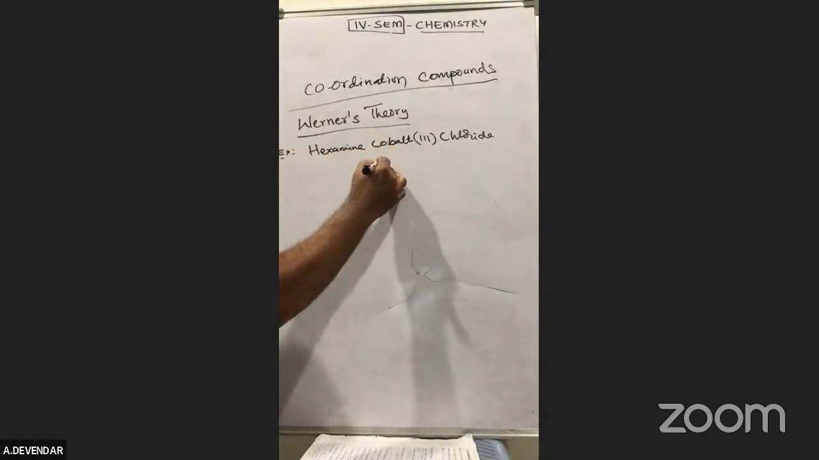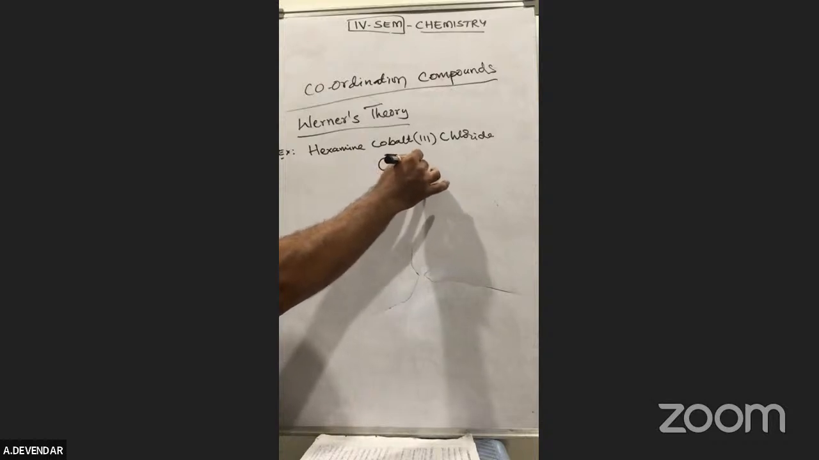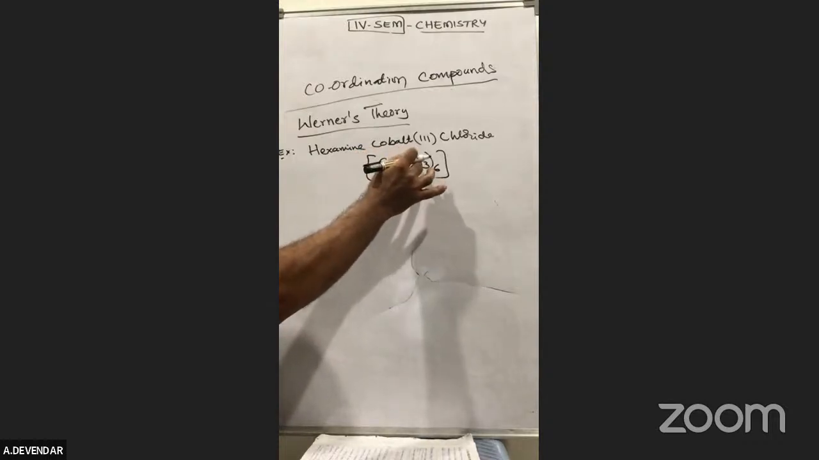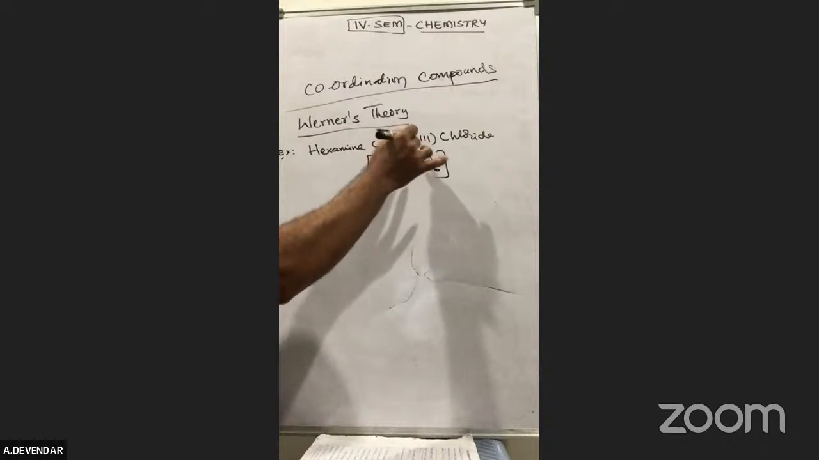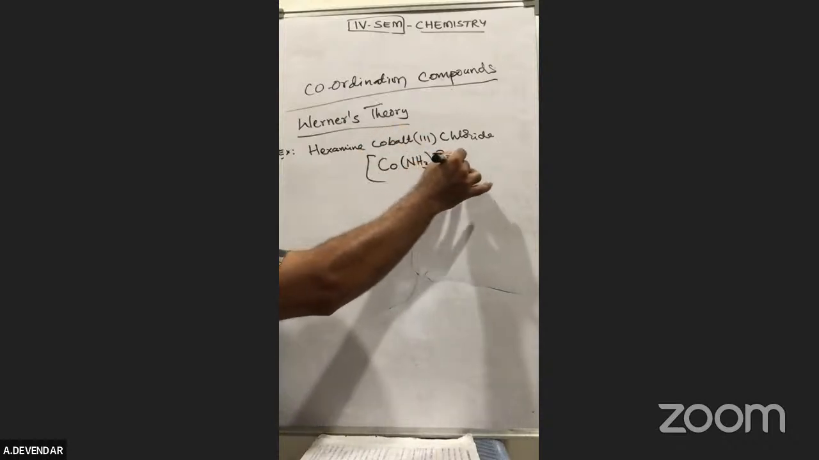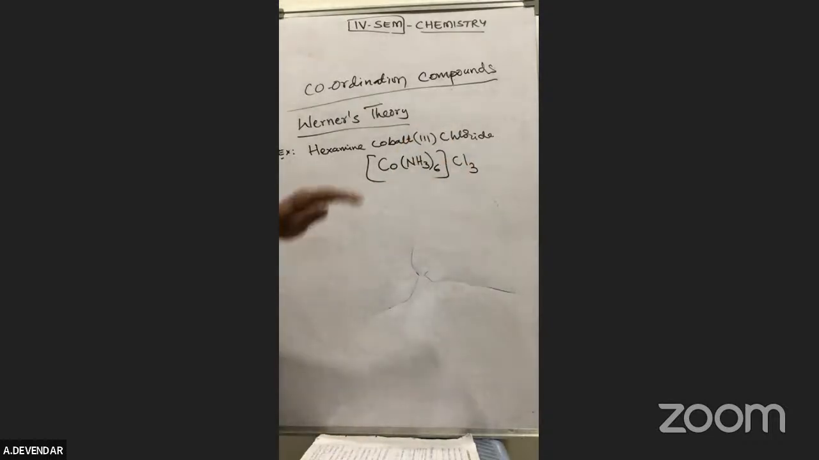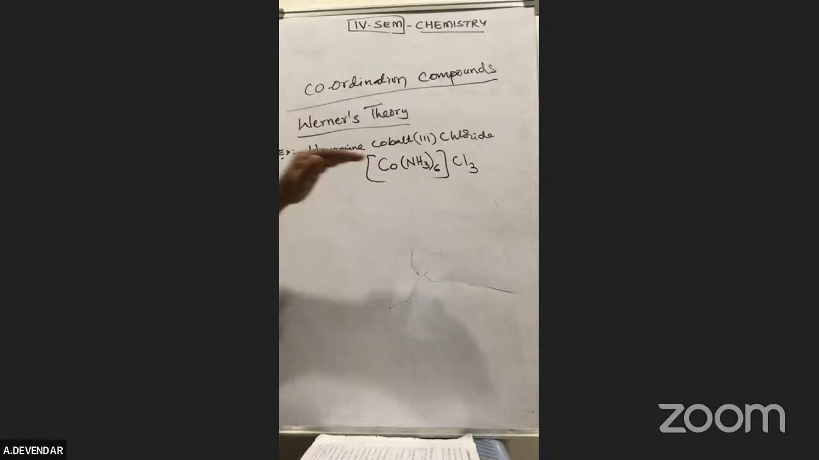Cobalt is the central atom. Amine is a ligand. How many amines are there? Six amines are there. It is a neutral ligand, 0. But here, cobalt has the 3 oxidation state. Due to that reason, 3 chloride ions are there. Okay, it is taken as one example of Werner's theory. He explained how many primary valencies and how many secondary valencies are present.